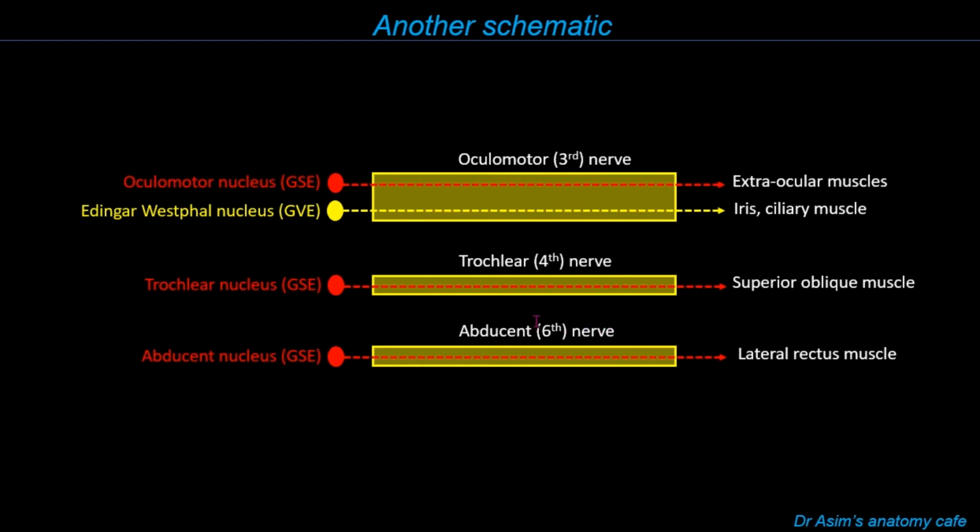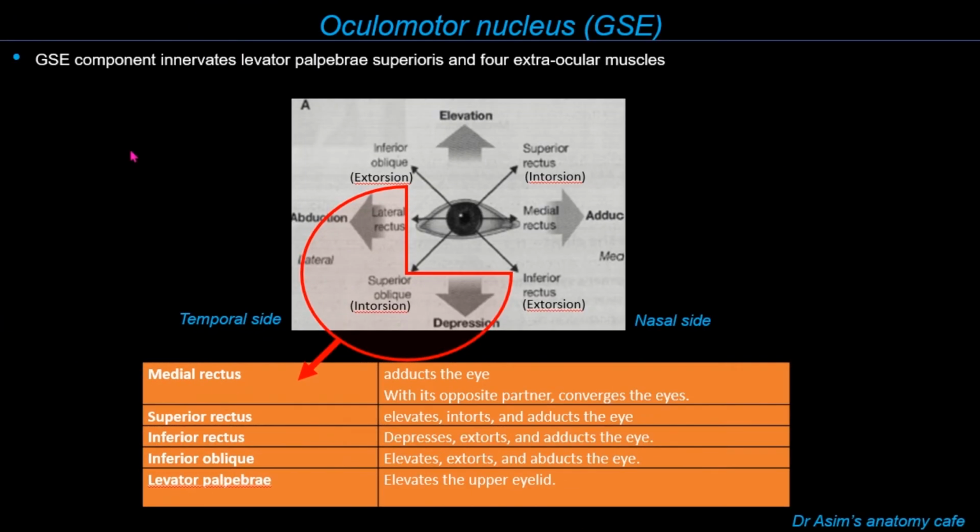Then we've got the abducent or the sixth cranial nerve, which also is a pure motor nerve and has only one type of nerve fibers or neurons running through it. Those are once again the general somatic efferent neurons coming from the general somatic efferent nucleus called the abducent nucleus. These neurons travel through the abducent nerve to reach the orbital cavity to innervate one extraocular muscle, which is the lateral rectus muscle. Now let's take up the oculomotor nucleus first.